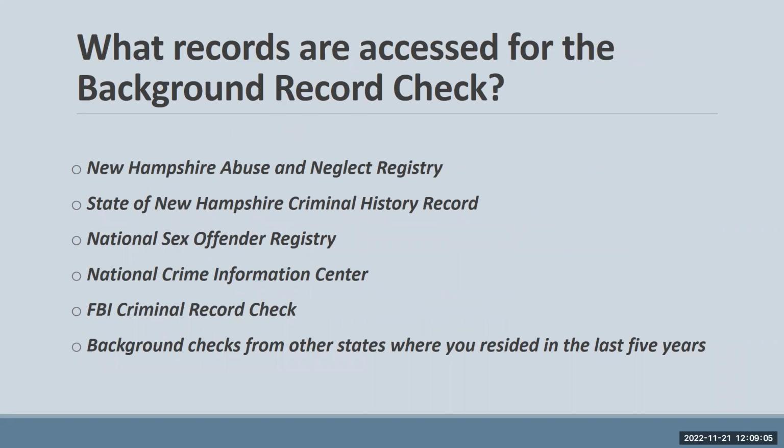Here is a list of the records that are accessed for the background check. In order to ensure that each person working with children received a complete background check, a variety of information sources are used. All of these will be reviewed, with the exception of the background check from other states where you resided in the last 5 years, which only applies to those of you who have lived outside of the state of New Hampshire in the last 5 years.